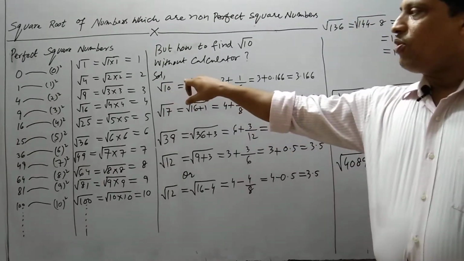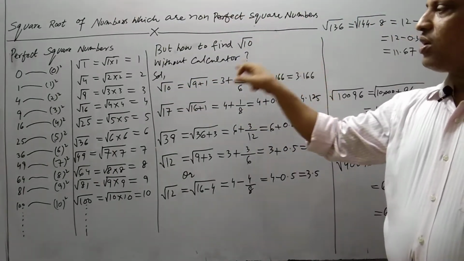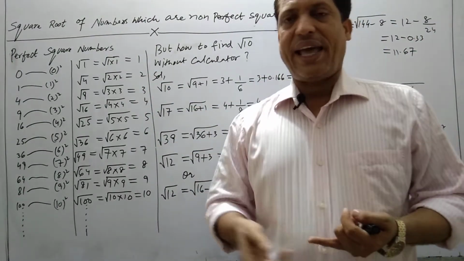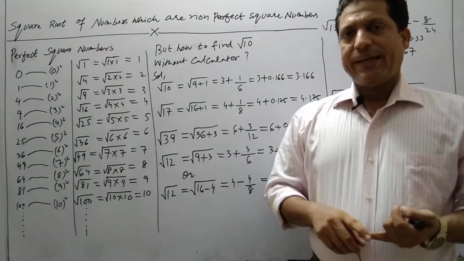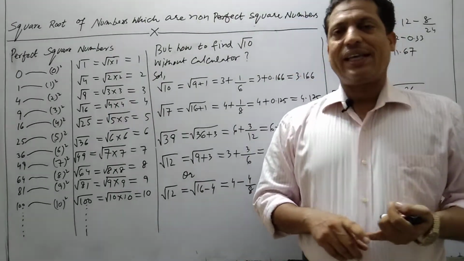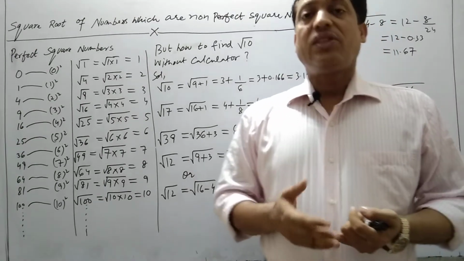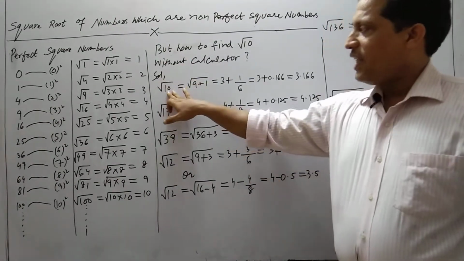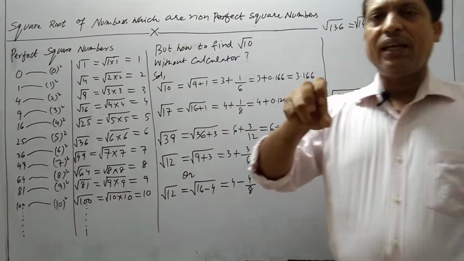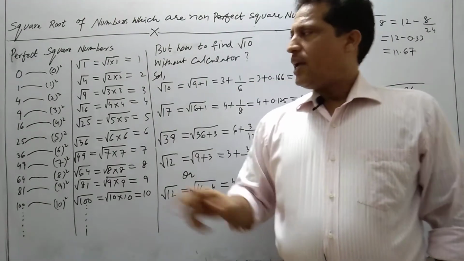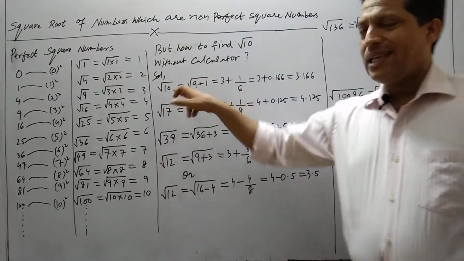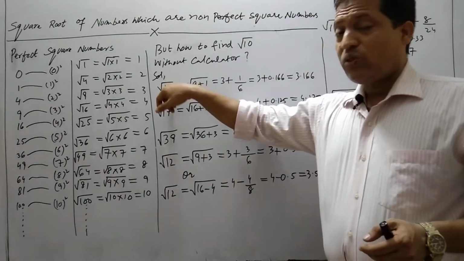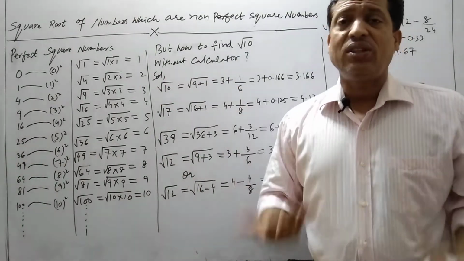Square root of 10 is a non-perfect square number, because there is no number whose square is 10. Like the square of 1 is 1, the square of 2 is 4, the square of 3 is 9, the square of 4 is 16. There is no number which can be squared to get 10. So obviously the square root of 10 is something point something. You can easily find the square root of 10 with the help of a calculator, but you can also find it without a calculator.